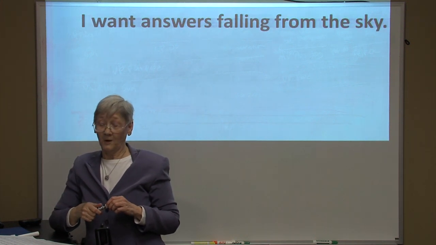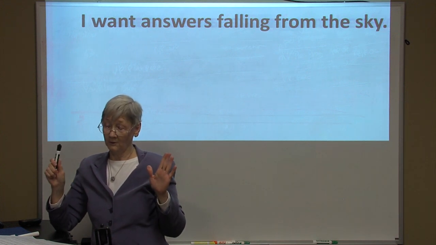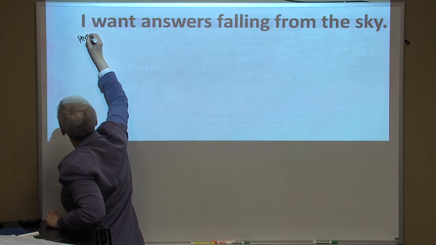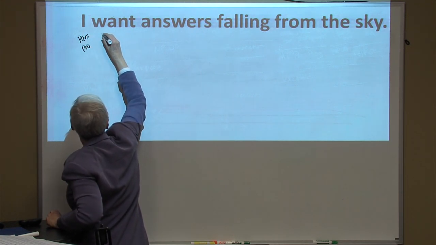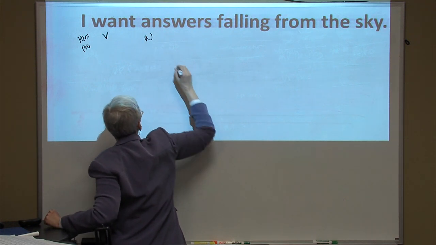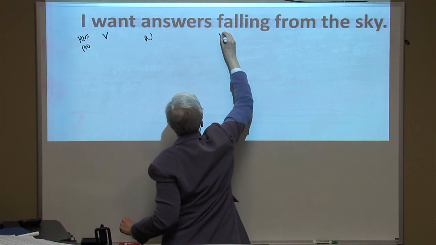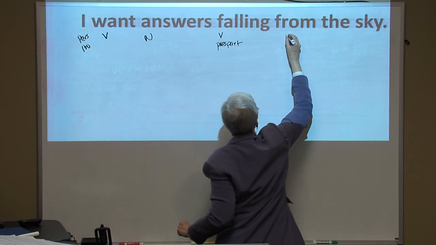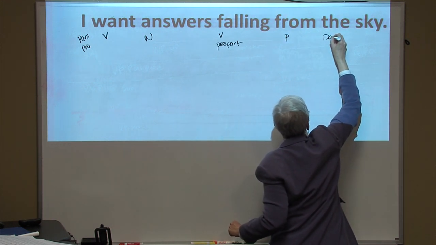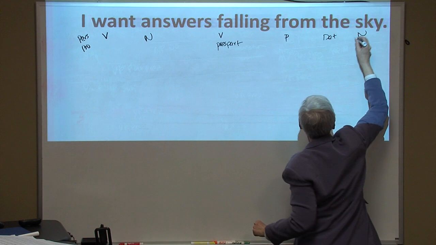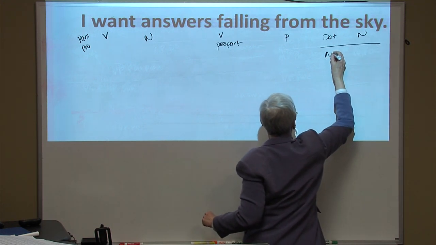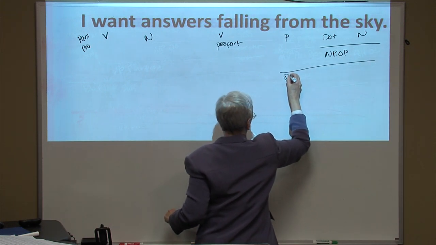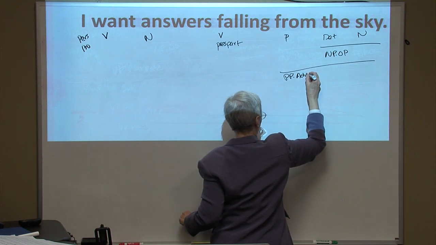I want answers falling from the sky. And who doesn't? I is a personal pronoun. Want, a verb. Answers, a noun. Falling is a verb in the present participle form. From, a preposition. The, determiner. Sky, noun. The sky, noun phrase, functioning as object of the preposition from. This prepositional phrase functions as an adverb of source.